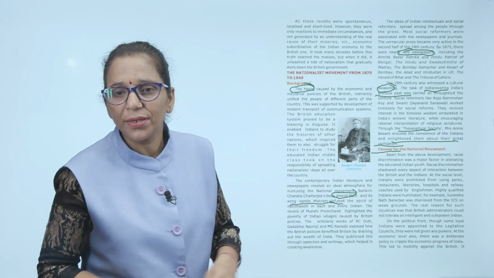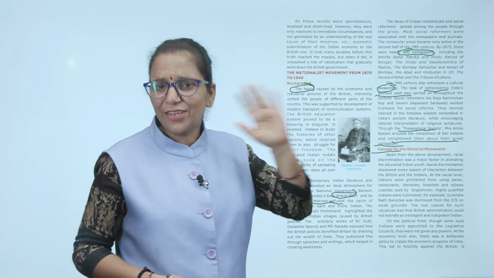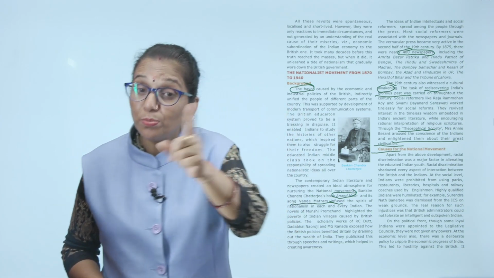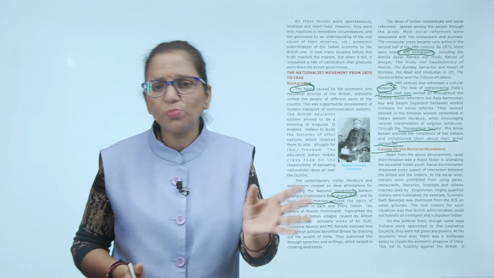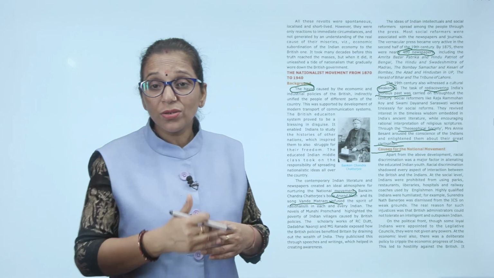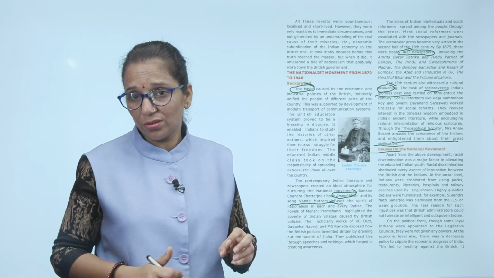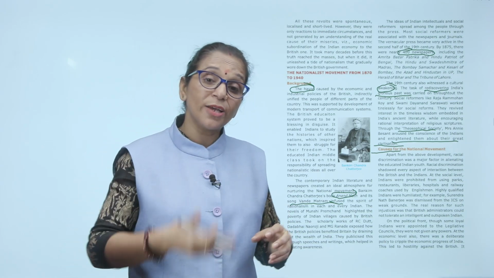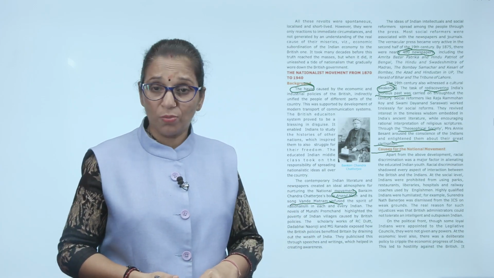On the political front, some loyal Indians were appointed to the legislative council, but they were loyal to the British only. And moreover, they were there for the name only. They were not given so much power that they could speak in favor of Indians. At the economic level also, there was a deliberate policy to cripple the economic progress of India. Lots of customs duties and taxes were imposed on Indian goods and services so that they became expensive, and Indian merchants were unable to sell them in the British market.